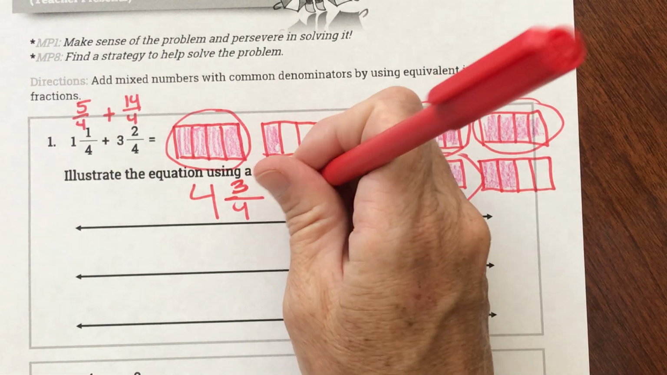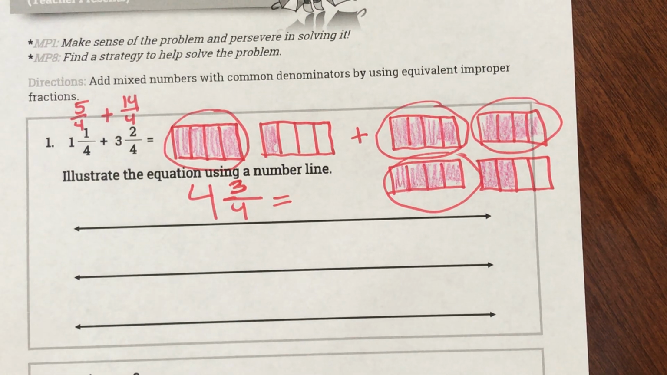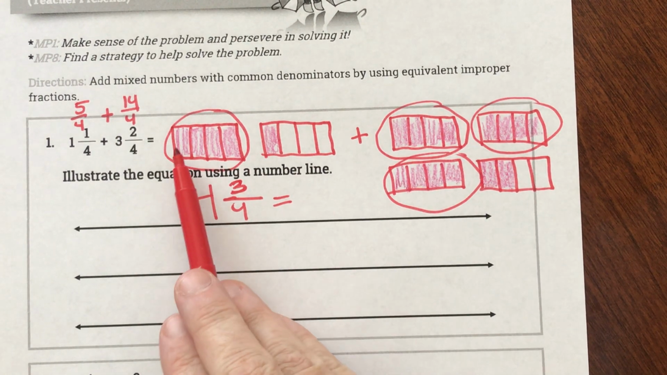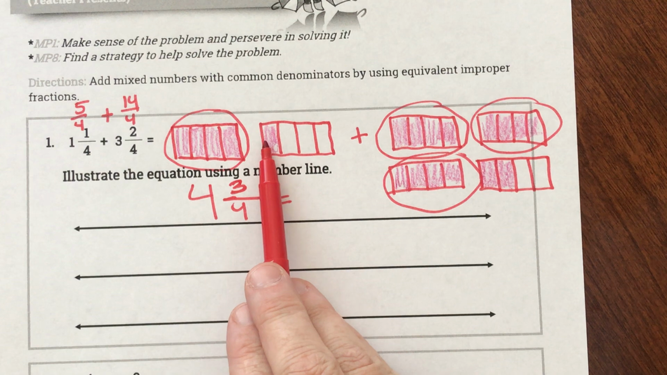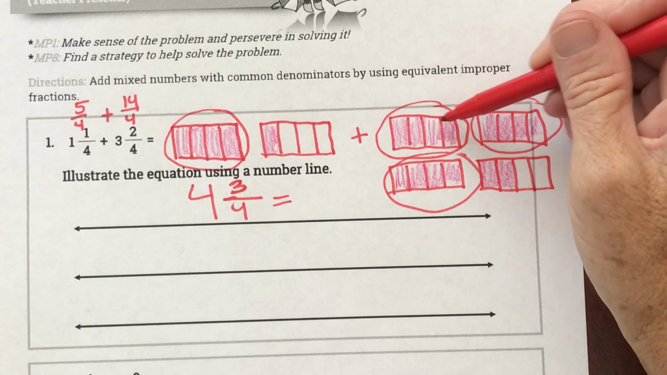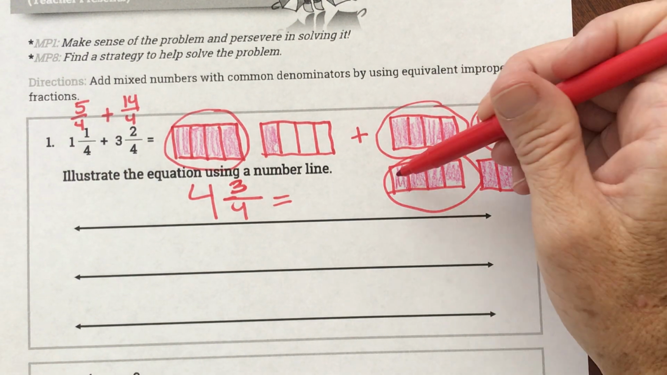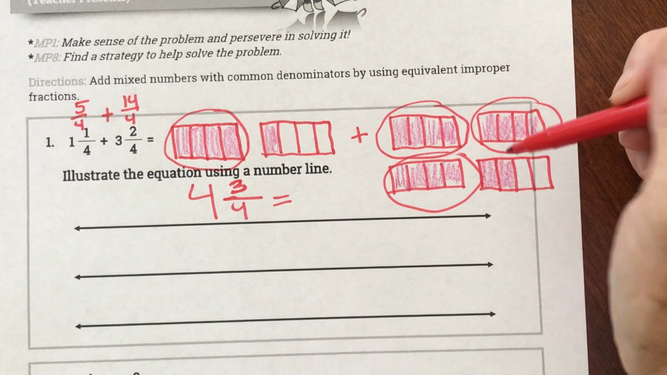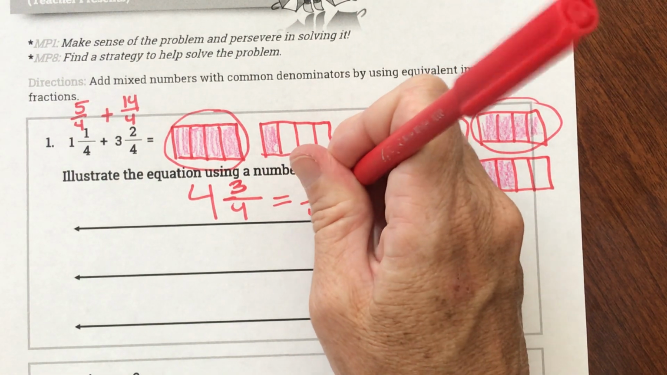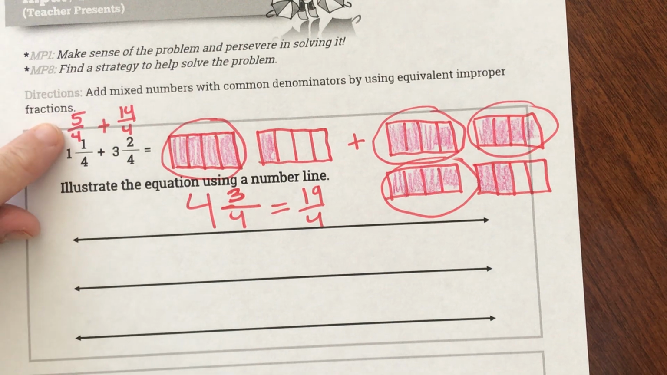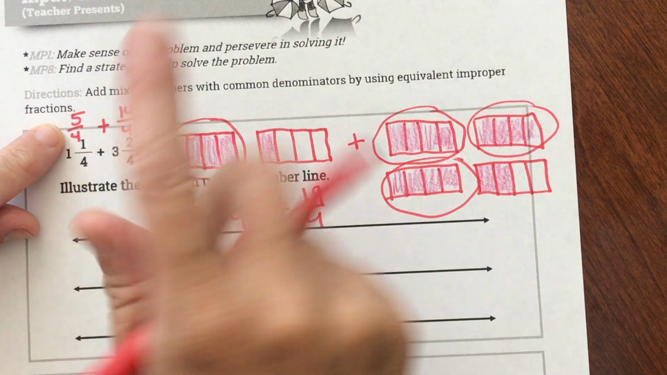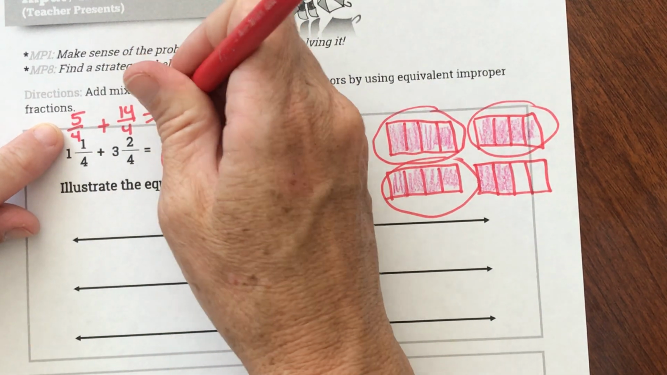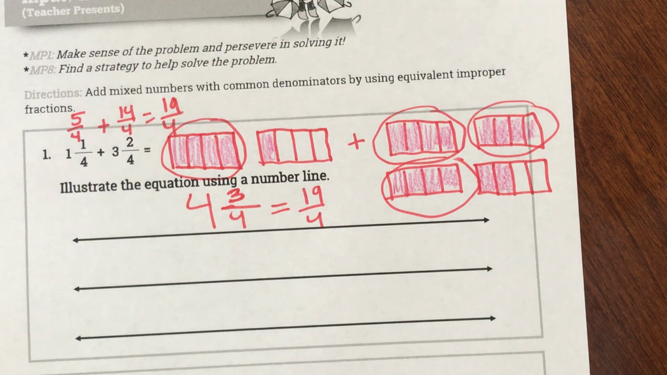If they wanted this as an improper fraction, I could just add them all up. I have 4 here, 5, 6, 7, 8, 9, 10, 11, 12, 13, 14, 15, 16, 17, 18, 19 parts out of 4. So if I look up here, look how I did that. 5 plus 14 equals 19 fourths. So I'm just adding my numerators, and my denominator stays the same.